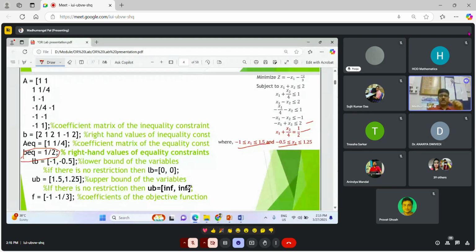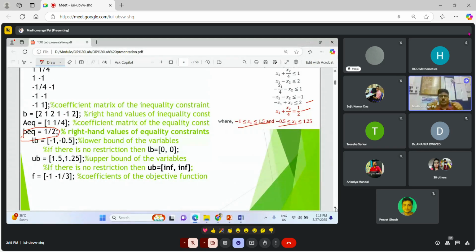Also, we can write simply ub equal to an empty bracket, meaning ub equal to just brackets without any argument. If there is no argument, then that kind of vector is considered a default vector. So for infinite and infinite we can use the default vector, that means the vector without any argument. We'll show this in the next problem on the next slide.